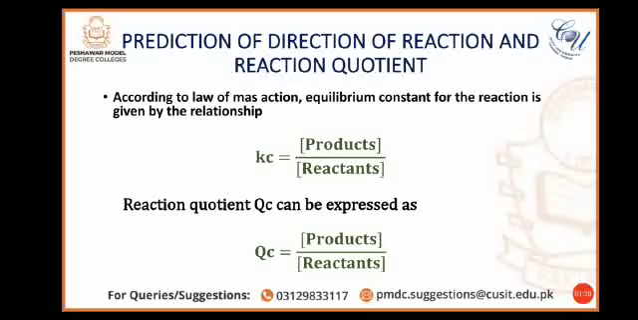Now, how does Kc predict the reaction, and what is the reaction quotient? As we have studied earlier, according to the law of mass action, the equilibrium constant for a reaction is given by the equation Kc is equal to the molar concentration of product over the molar concentration of reactant. So, the reaction quotient, that is Qc, can be expressed as Qc is equal to the molar concentration of product over the molar concentration of reactant.